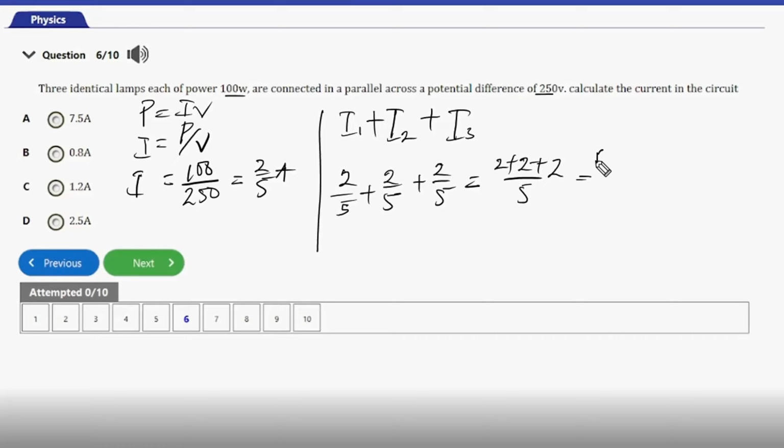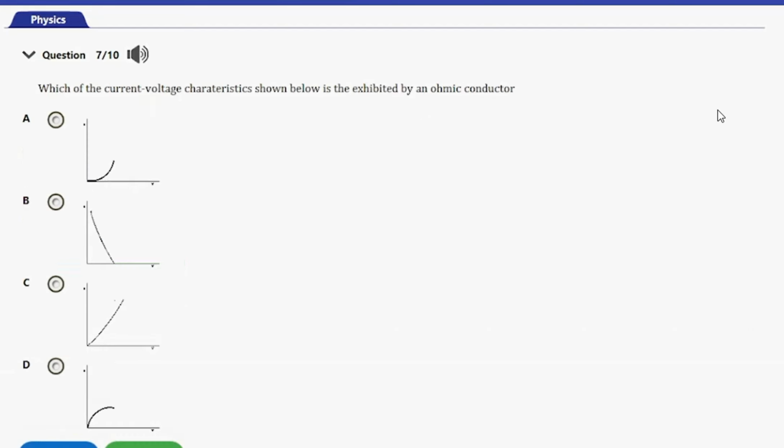So we're going to write 6 over 5. So guys, 6 over 5 is 1.2 ampere. And that's it for this question. So the answer to this question is option C here. So let's go ahead and consider the next question, guys. So that's question number 7 here. It says, which of the current voltage characteristics shown below is exhibited by an ohmic conductor?